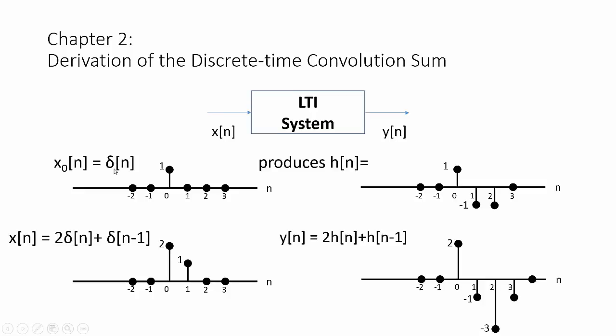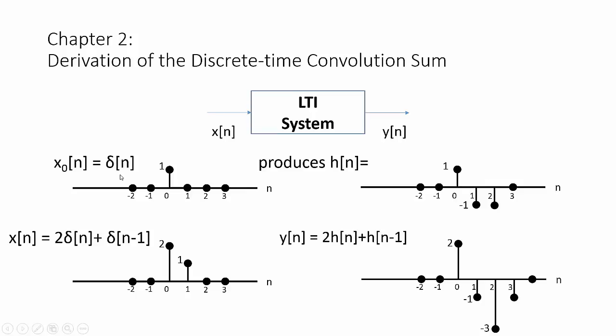Let's consider a special input, the unit impulse function. This is special because any signal x of n can be built from those impulse functions. No matter what we want to make in discrete time, we can choose scaling values and shifting values to produce it from this function. Therefore, our output will always be a sum of scaled and time-shifted versions of the output here.